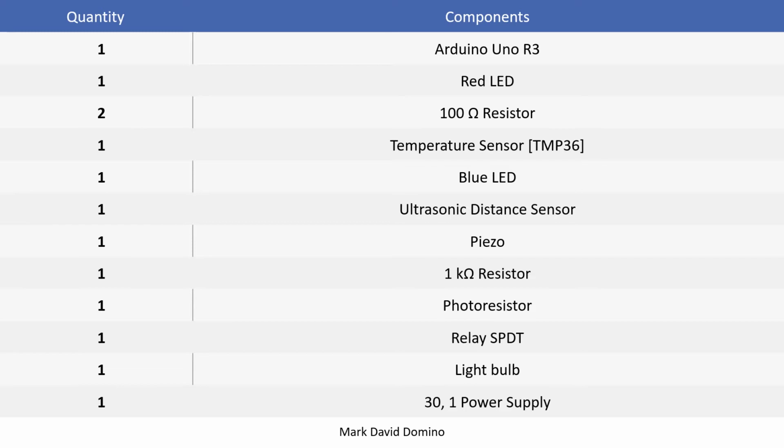Shown in the table is the list of components used in creating the smart home system. The Arduino Uno R3 is used for the base of the whole system, and the red LED is used as one of the outputs for the heating controls to signify a high temperature or a heater. But since there is a lack of simulation tool for a heater, a red LED is used instead. And it's the same for the blue LED. It is also used as an output for the heating controls to indicate a low temperature or an air conditioner.